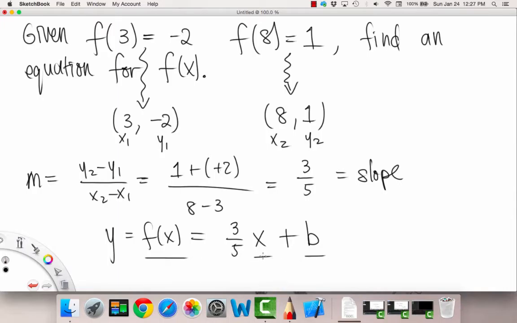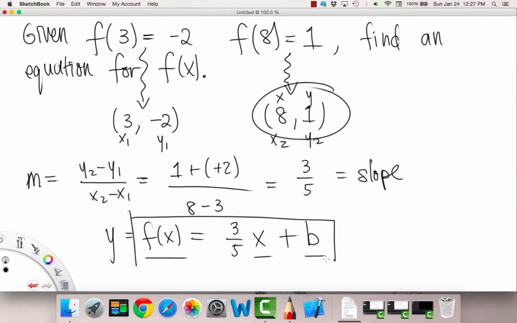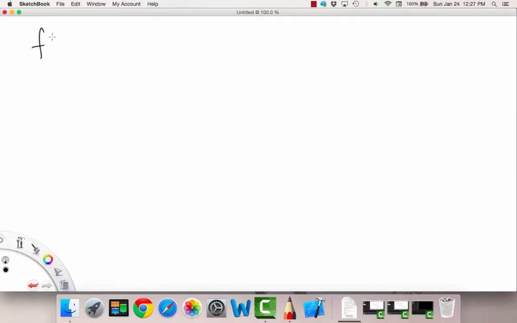But the thing is, yes, we can utilize any point that we do know that lives on our line, that exists on our line, right? So let's take, for example, we'll use 8, 1. Okay, this is a point on our line, right, where the x value is 8 and the y value is 1. All right, so what we're going to do is plug this into the equation that we have so far, and we're going to solve for our b. Okay, so let's do that on the next slide. So we have f of x is equal to 3 over 5 x plus b, and we're going to use the point 8, 1. So this is our x and that's our y, or our f of x. Okay, so let's plug those in.